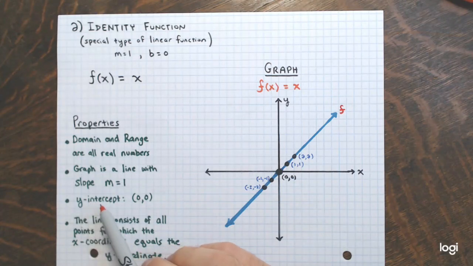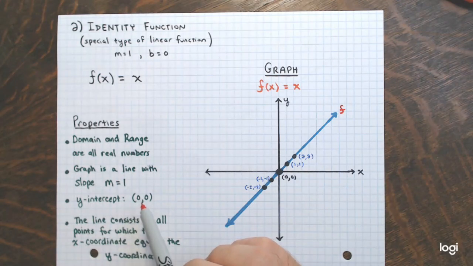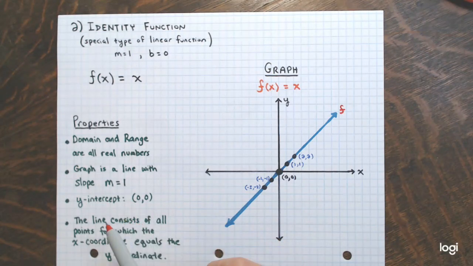The y-intercept, or just the intercept, because it's also on the x-axis of this graph, will be the origin, the point (0, 0), input 0, output 0. And the line consists of all points for which the x-coordinate equals the y-coordinate.